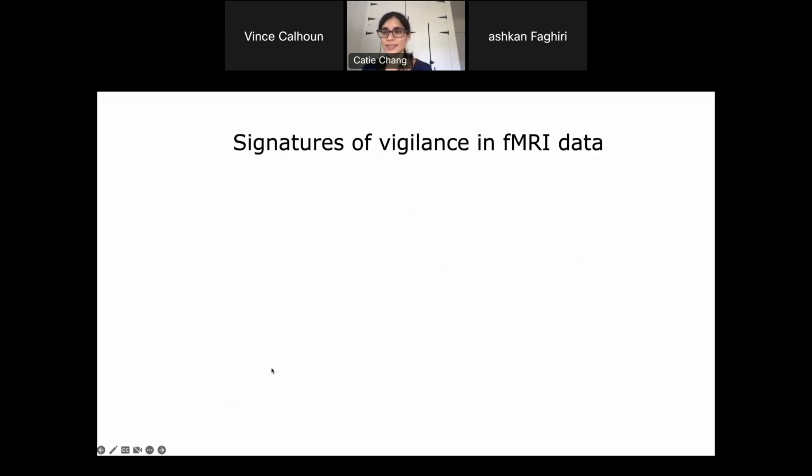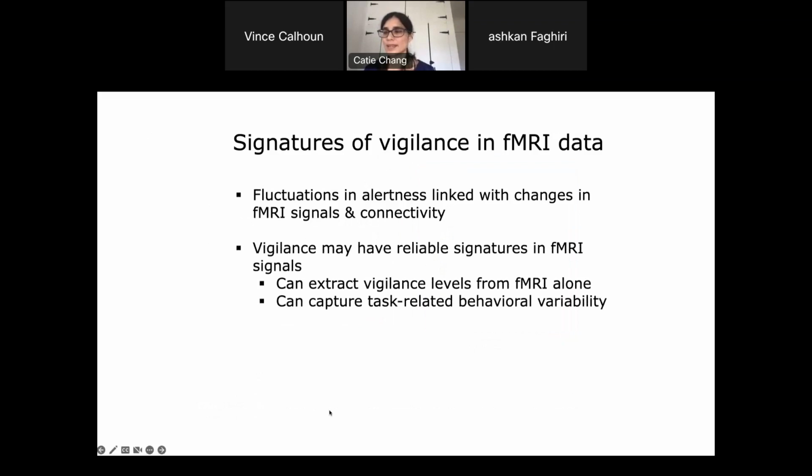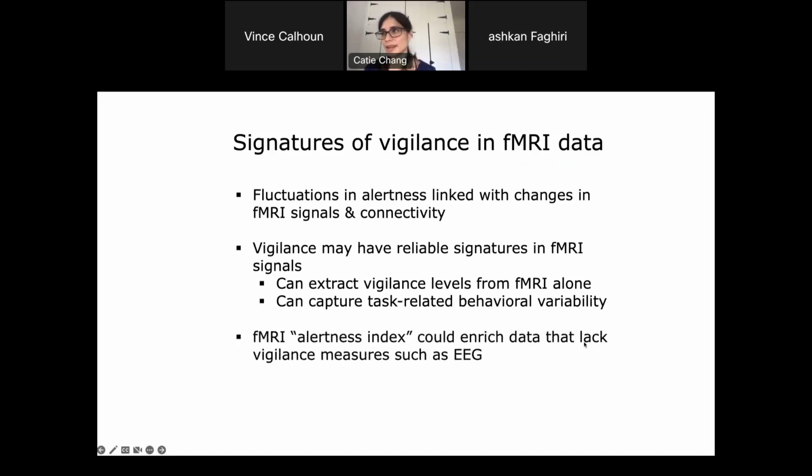And so to summarize this part, we and others are finding that there are fluctuations in alertness that relate to fMRI signals and connectivity, and that the reliability of these patterns may enable us to estimate someone's moment-to-moment vigilance changes with fMRI and perhaps capture some degree of task-related variability. And as I mentioned, one reason that we're hoping this may be useful is that many fMRI datasets don't have EEG recorded together. It's pretty cumbersome to do the setup and recordings.